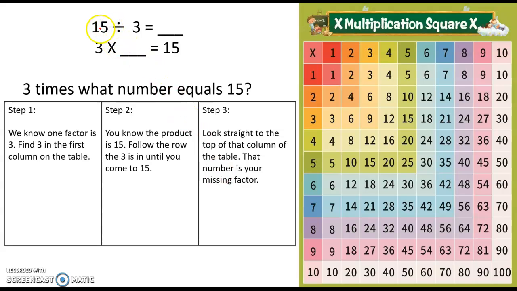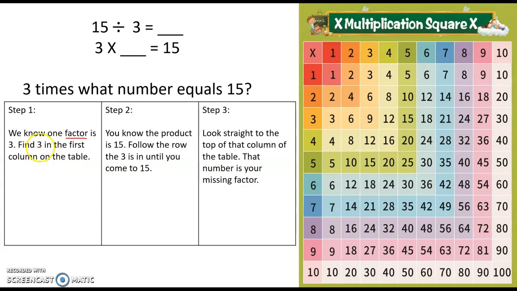So let's take a look at 15 divided by 3 equals blank. Well, 15 divided by 3 equals blank. We learned about fact families, and that's the same as 3 times blank equals 15. So, step 1, we know one factor is 3. Remember, a factor is one of the numbers being multiplied.